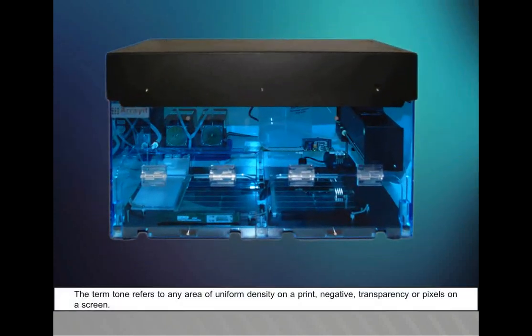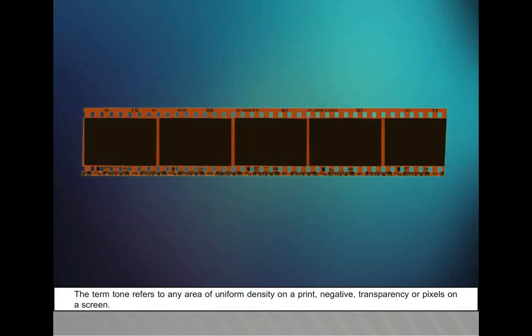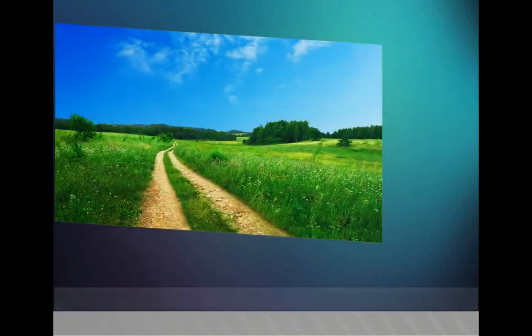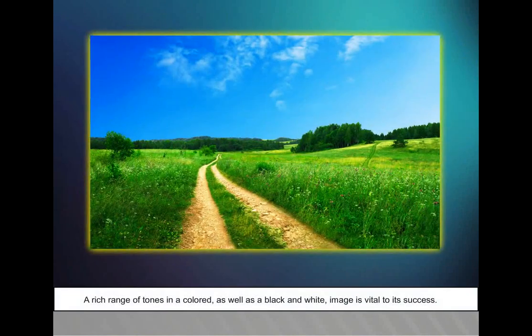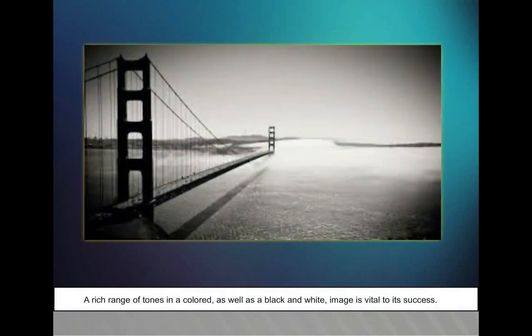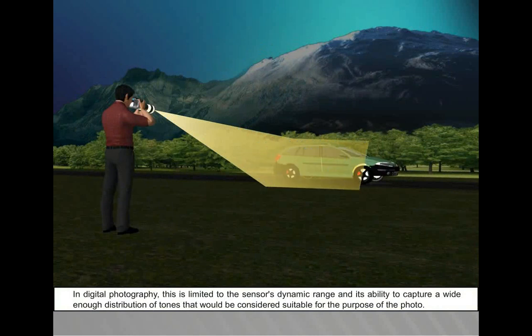The term tone refers to any area of uniform density on a print, negative, transparency, or pixels on a screen. A rich range of tones in a colored as well as a black and white image is vital to its success. In digital photography, this is limited to the sensor's dynamic range and its ability to capture a wide enough distribution of tones that would be considered suitable for the purpose of the photo.